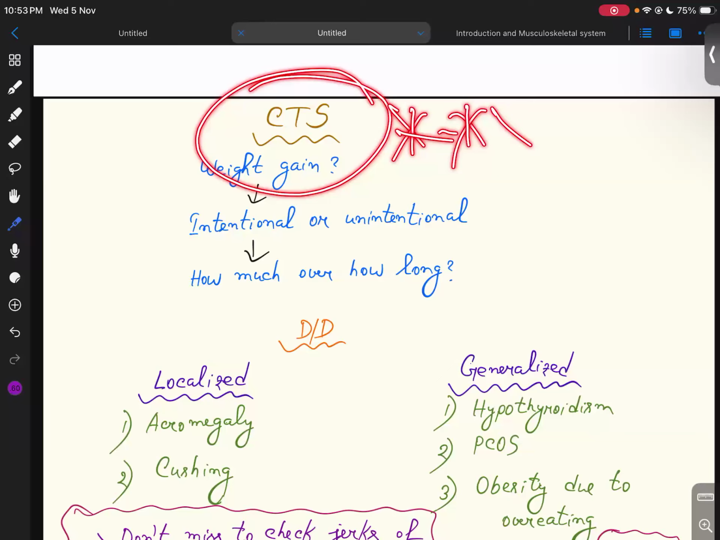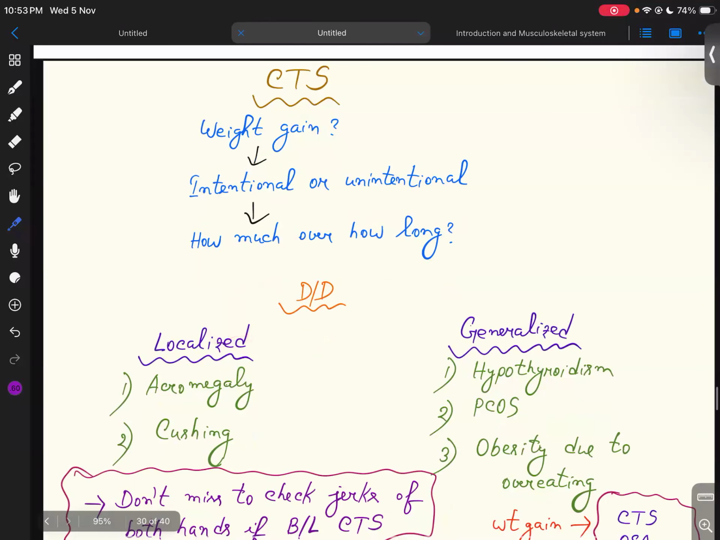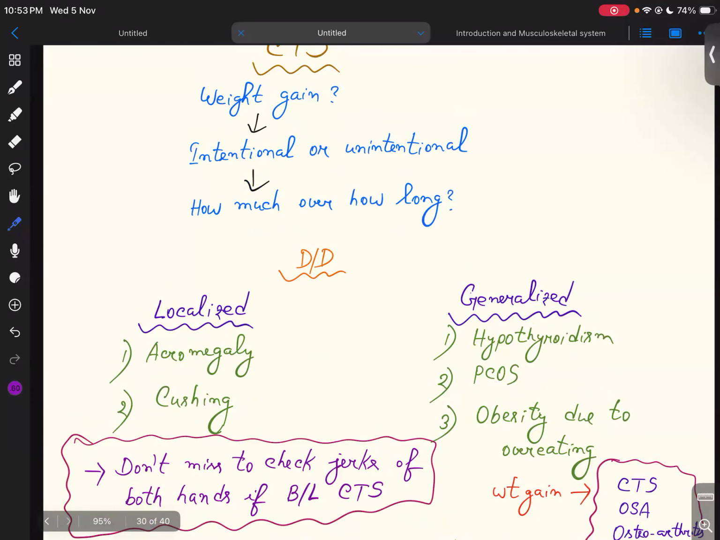This is coming again and again, and also in this diet, in many centers, like in Chennai and Delhi, you will get these cases coming. That is carpal tunnel syndrome. And the cause of carpal tunnel syndrome is weight gain, either localized or generalized. Is it clear to everyone? Because this is a very important case for the PACES exam.